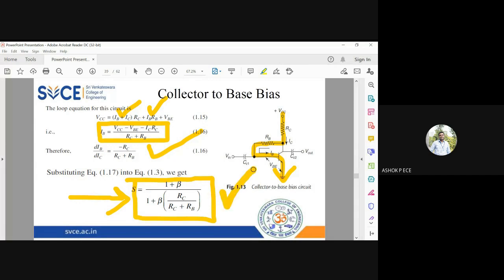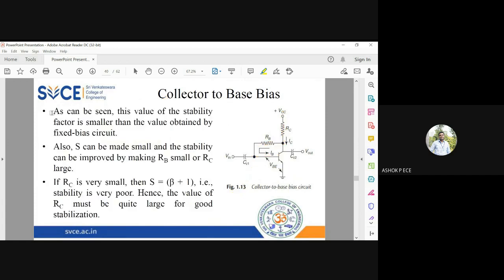This is the stability factor for your collector to base bias. Here also you see 1 plus beta divided by a big number, so the stability factor has been reduced from 1 plus beta to a smaller value. How much it reduces depends only on the parameters you apply, and you can find the stability factor from this expression. You can see that the stability factor is very, very small compared to the fixed bias. With respect to fixed bias, you can definitely get very good stability, and you can even make the stability factor smaller by changing the value of RB or RC.